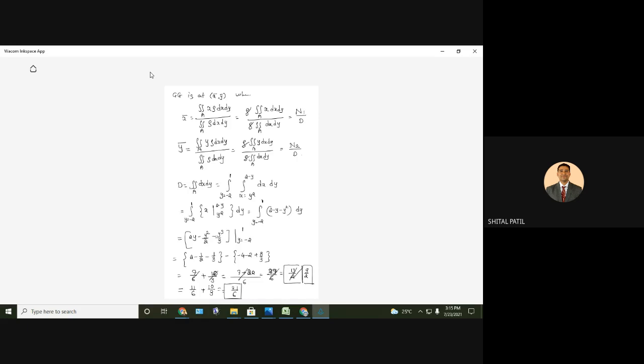Now we'll find the n1 and after that n2. n1. So remember the limits, y square to 2 minus y.